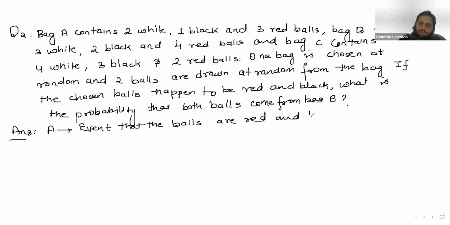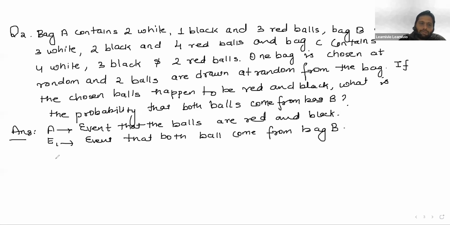Okay, because whatever is given, take that as an event. What will you take as E1? Event that both balls come from bag B. Okay, is it clear, Nabil? Yes, sir. Okay, so bag A contained 2 white, 1 black, and 3 red balls. Bag B contained 3 white, 2 black, 4 red. C contained 4, 3, and 2. One bag is chosen. 2 balls are drawn. If the chosen balls happen to be red and black, what is the probability that both come from bag B?